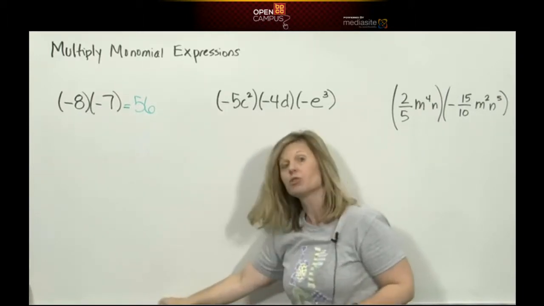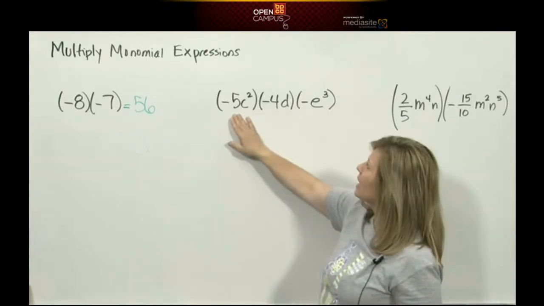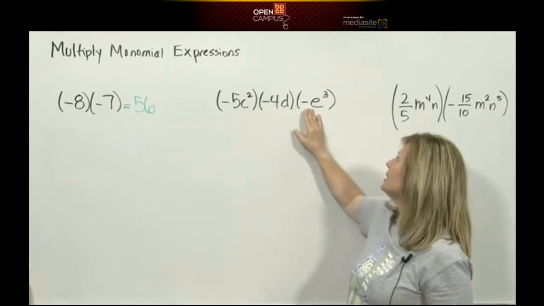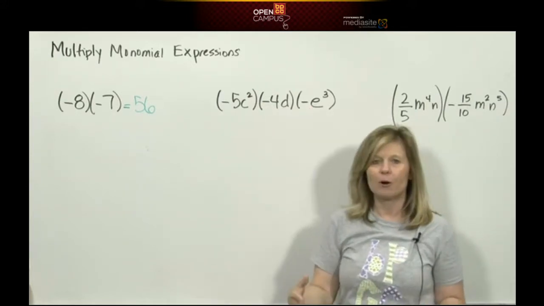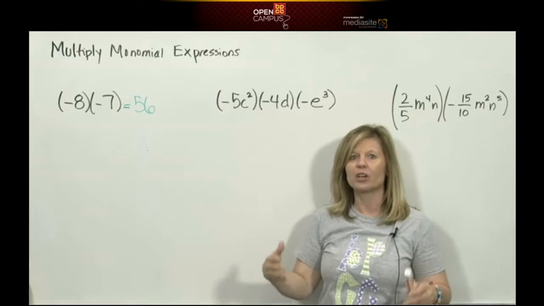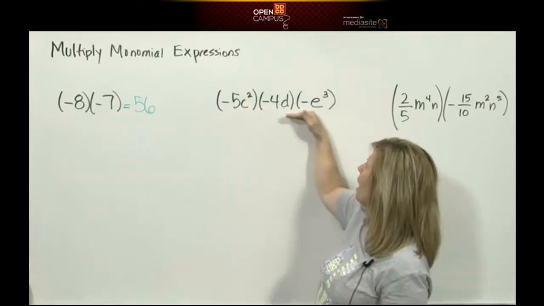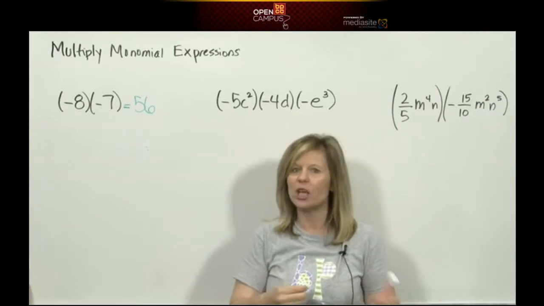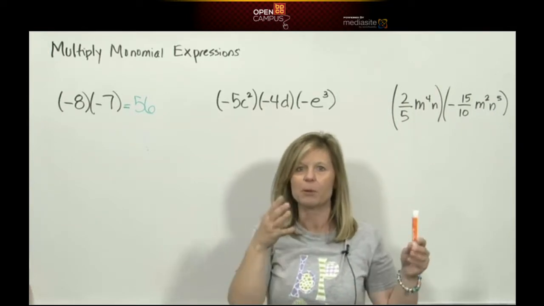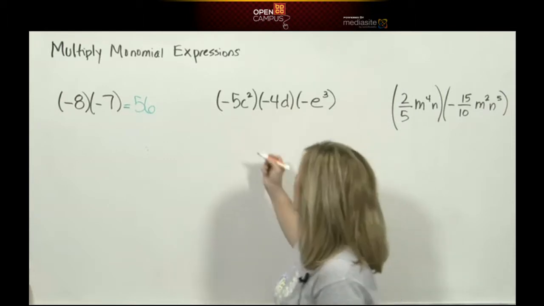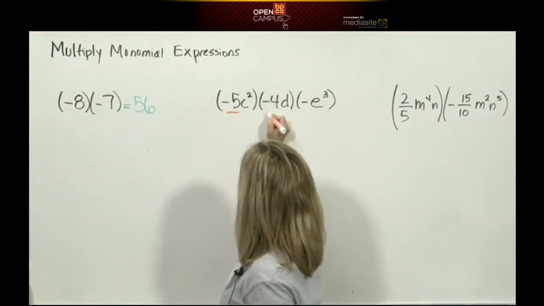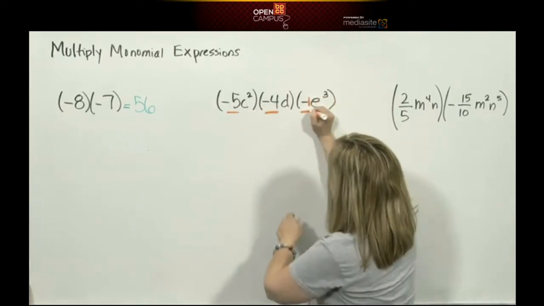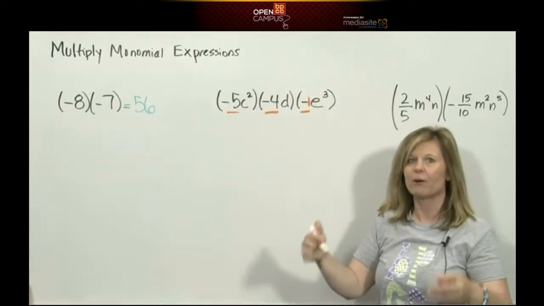Okay, let's do some algebra now. -5c squared times -4d times -e cubed. First thing we do is we multiply the coefficients. These are all monomials. Because we're connected by multiplication, we could change the order. So it only makes sense to multiply numbers times numbers. So our coefficients are -5, -4, and the coefficient here is a -1. That's what we're multiplying first in our head.